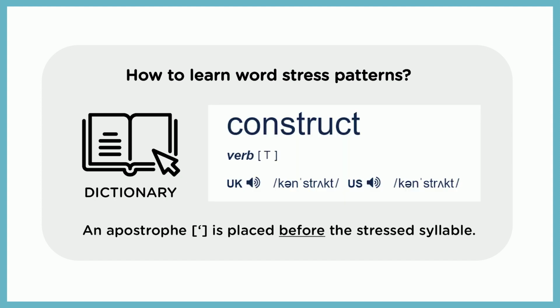So here's a little screenshot from an online dictionary, and I've done it for the word construct. Now, you can see that there's a tiny little apostrophe here on screen. It comes in between the two syllables, construct. Now, the apostrophe always goes before the stressed syllable. So if you see an apostrophe before something, you need to stress the syllable after it.